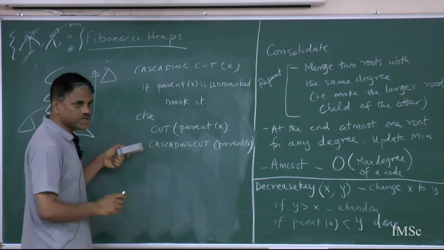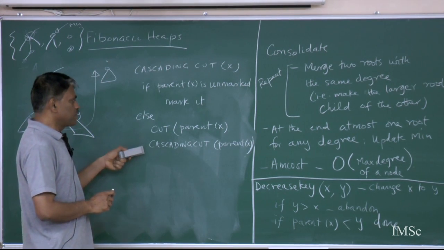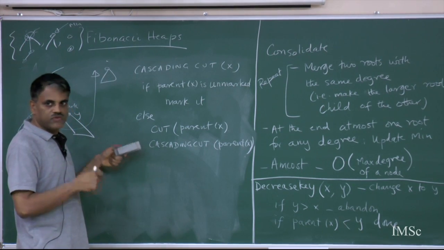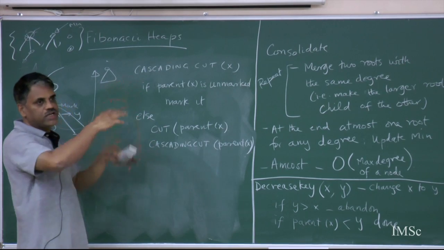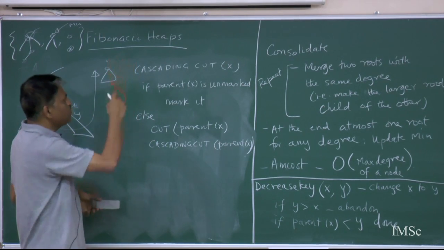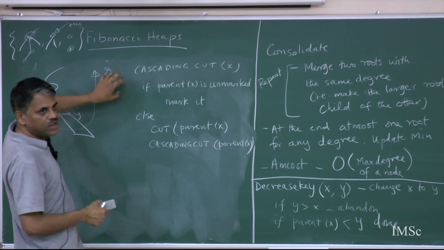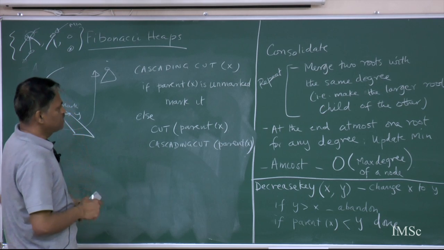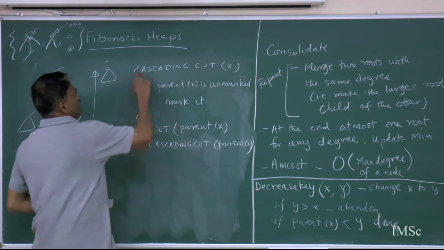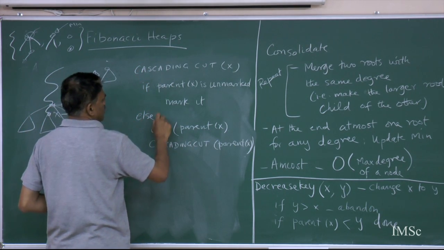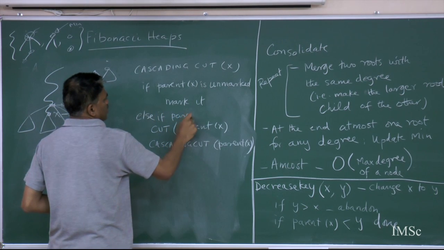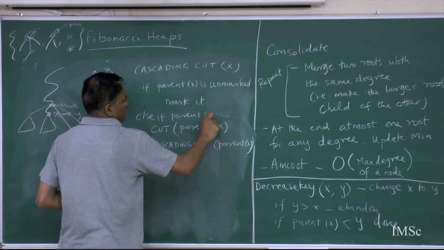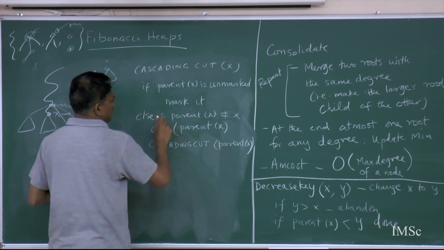This is a recursive call. What will it do? It will go and check whether the parent's parent is unmarked. If it is unmarked, it will mark it and stop. If it is marked, then it will cut that also and add it to the roots and continue. When does this whole process stop? Either you reach an unmarked parent, then you mark and stop, or you reach the root, in which case you just stop. So I should say while parent is non-empty. If the parent is empty, that means I've reached the root.